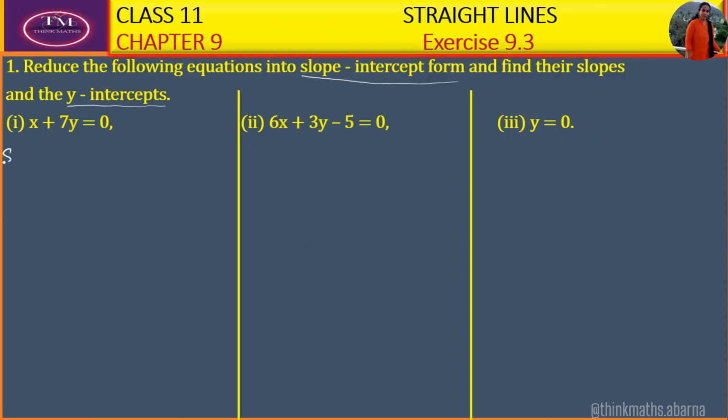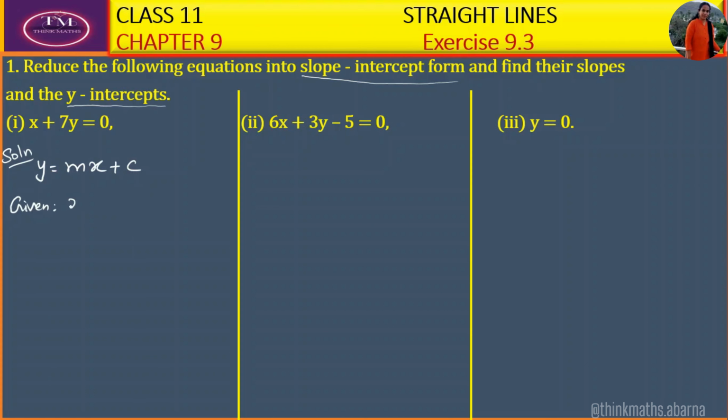So what is the general equation with slope and y-intercept? It is nothing but y equal to mx plus c. This is the general equation of slope-intercept form when the y-intercept is given. Now we have to change these three equations to y is equal to mx plus c format and find out m and c.